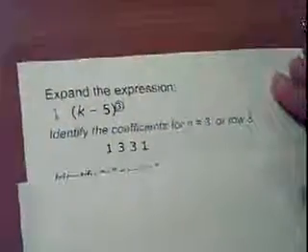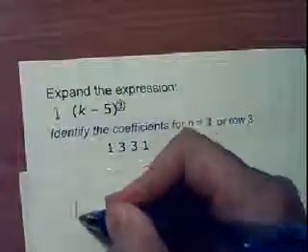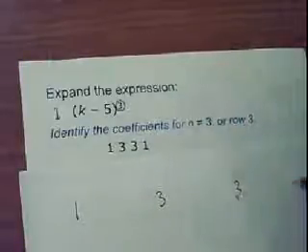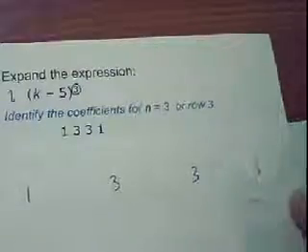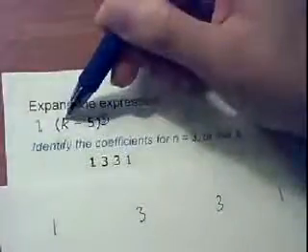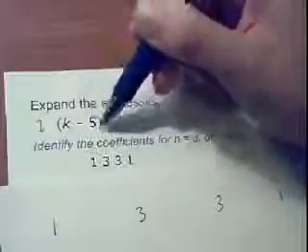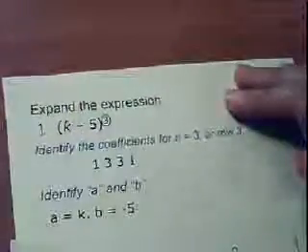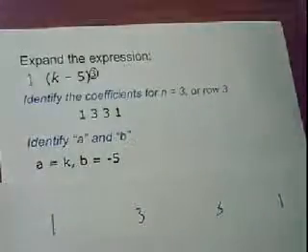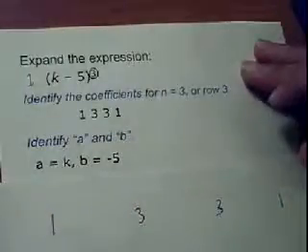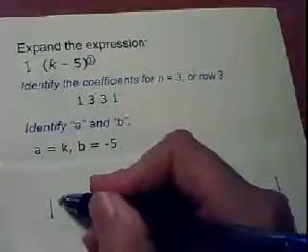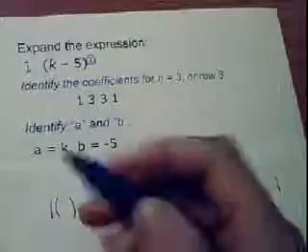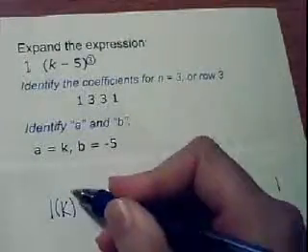What I would do at this point is write this down as 1, 3, 3, and 1, and spread them out across the paper to give yourself a little bit of room. The next thing you want to do is identify what a and b are in the binomial. Well, in this case a is k, that's the first term, and b is -5. Next thing we're going to do is substitute into this pattern. So we're going to take whatever the value of a is, which in this case is k, and raise that to the third.